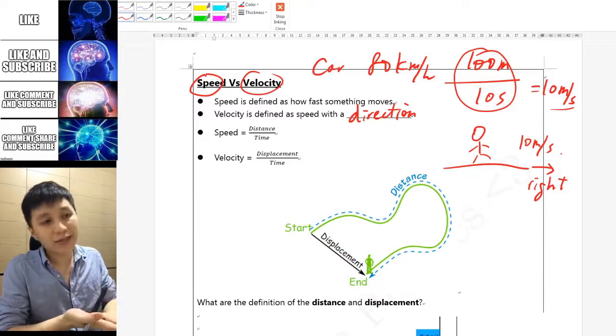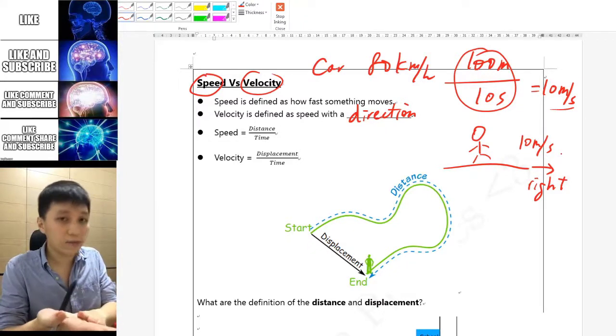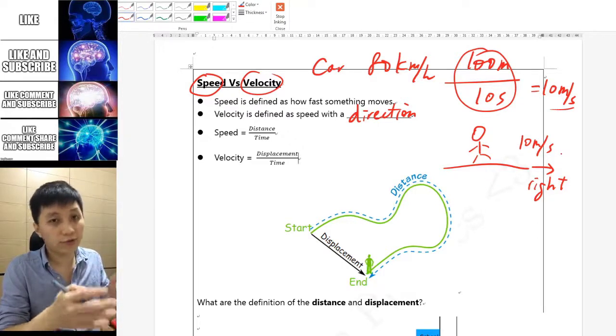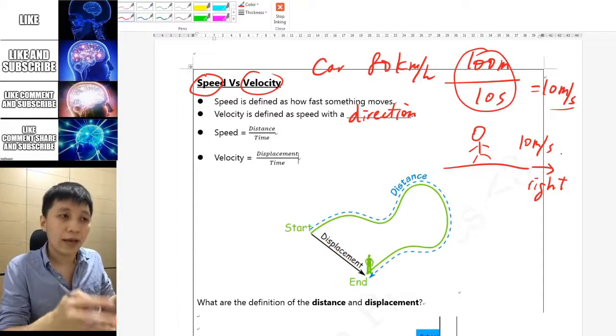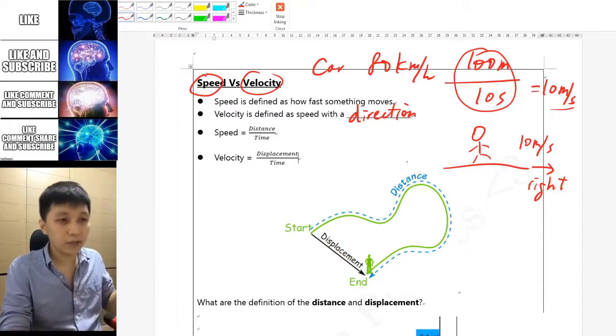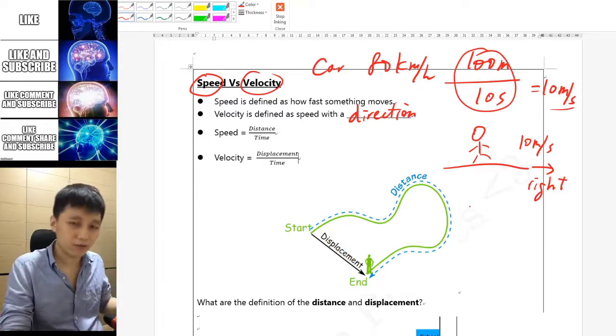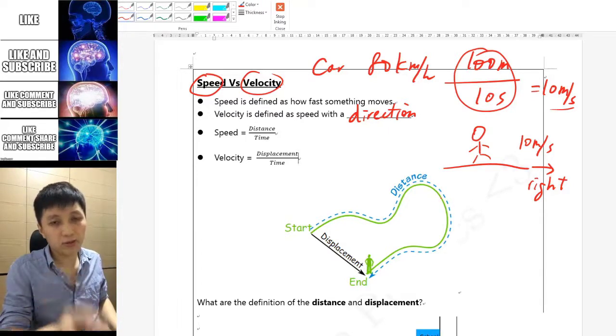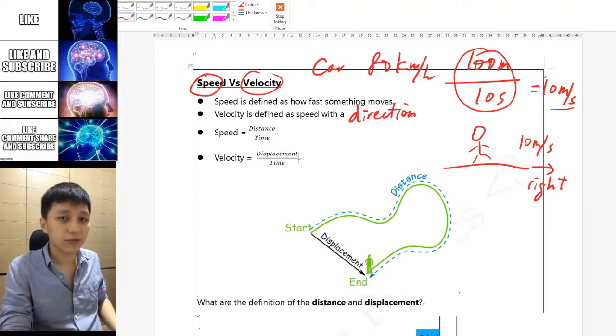The reason why we need to indicate its direction is that later on, when we calculate some other things, for example, for velocity, it will be useful for us to calculate its acceleration. And the direction will actually affect how we calculate acceleration. If this person is not moving to the right but moving to the left or going in another direction, that may affect the result or the measurement of the acceleration.